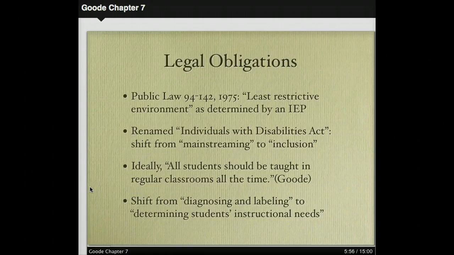Regardless, the goal should be that all students are taught in regular classrooms all the time. And there's been a shift from diagnosing and labeling to first trying to figure out what the instructional needs of the child are, and then move from there.